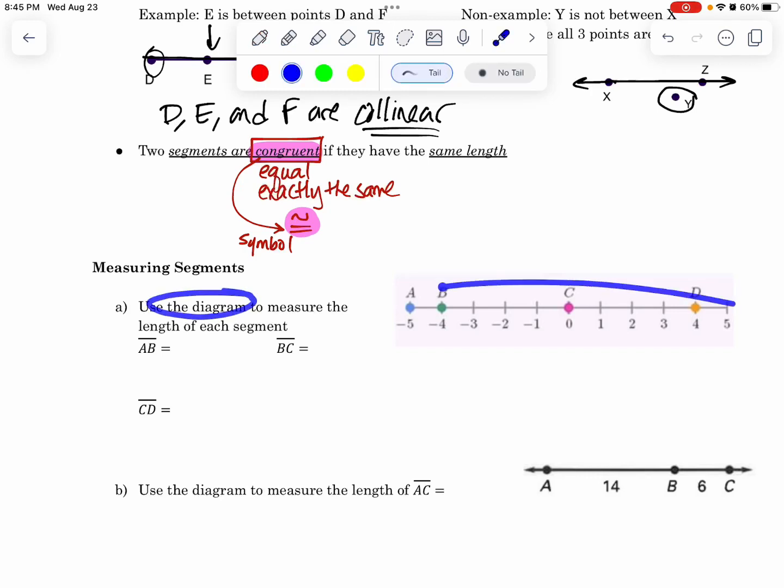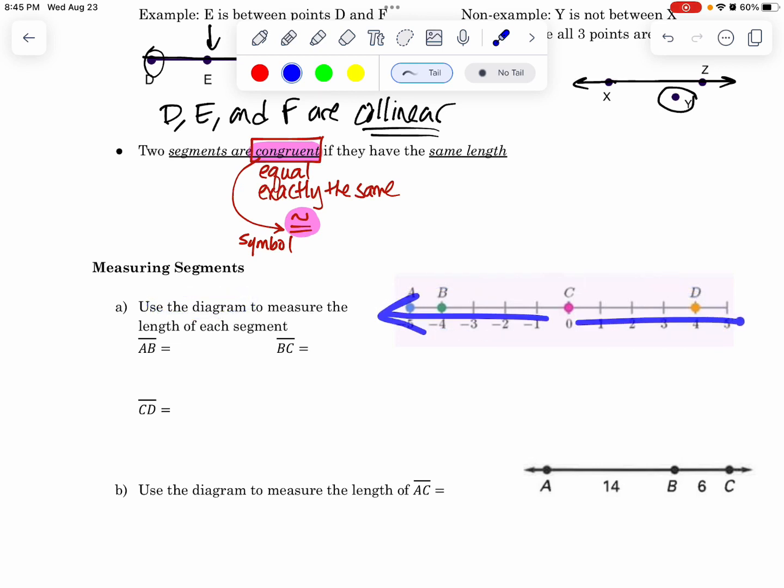So we have this number line over here, and it's just got negative numbers this direction. It's got positive numbers this direction. This is 0, so it's just a basic number line, and we have some dots on it. As you can see, they're labeled A, B, C, and D. Those are called points. Those are vocab words we learned yesterday. And we need to measure the length of each segment.